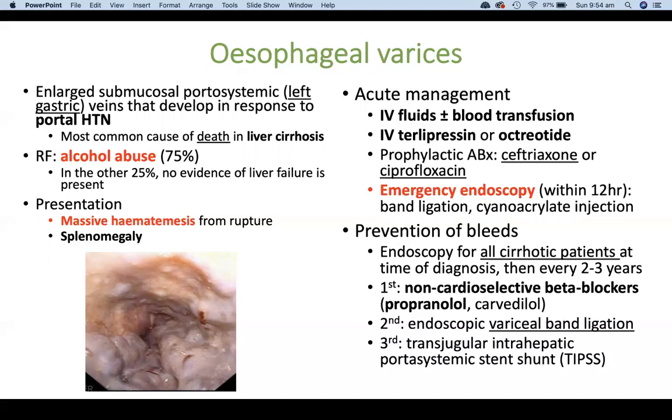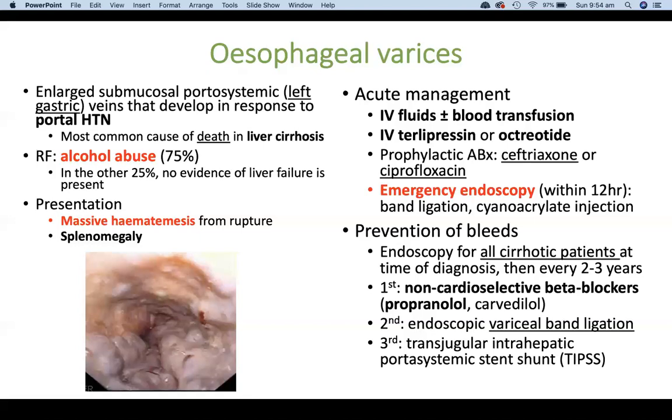In terms of your acute management, this hasn't really come up before, but because it's a green condition, I just put it in here for you to know. You can give terlipressin or octreotide to sort of reduce the bleeding. But the most important thing is that they need an emergency endoscopy. So that's the main stuff from esophageal varices.